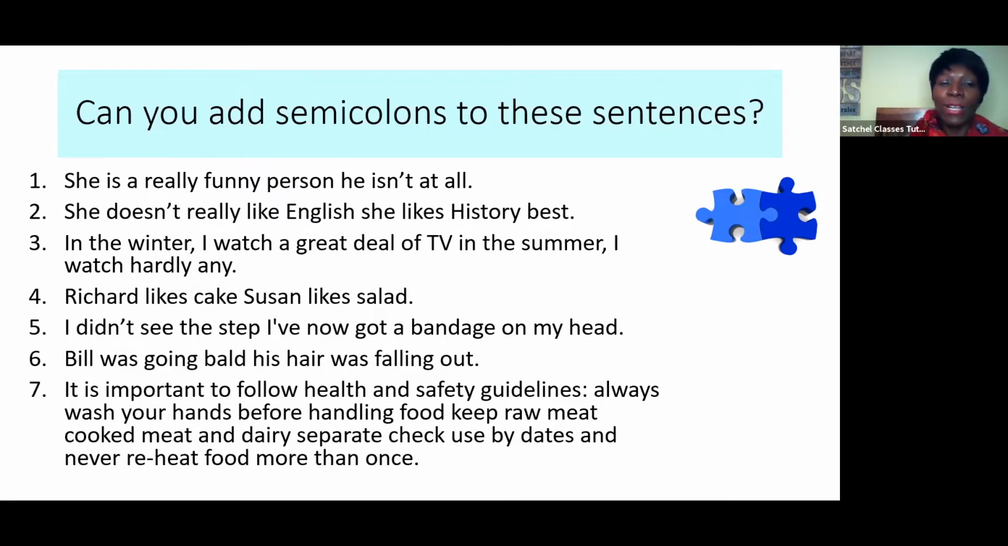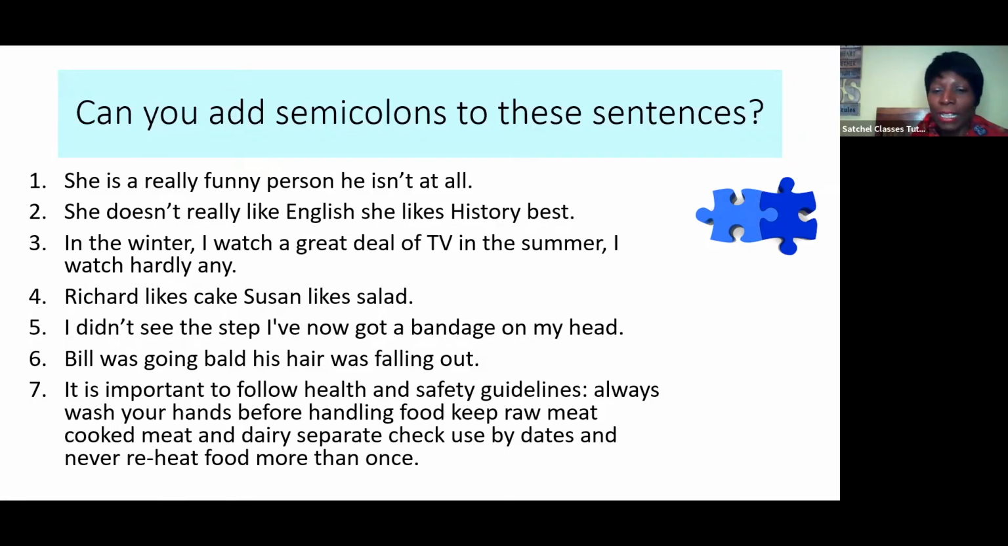What about number 3? In the winter, I watch a great deal of TV. In the summer, I hardly watch TV at all. Number 4, Richard likes cake. Susan likes salad. Number 5, I didn't see the step. I've now got a bandage on my head. Number 6, Bill's going bald. His hair's falling out.